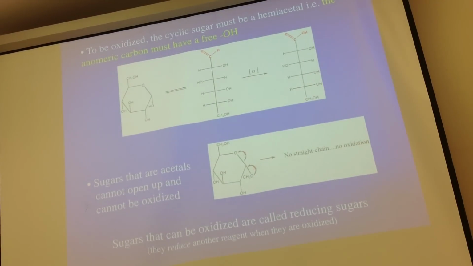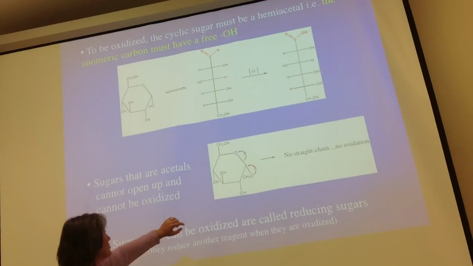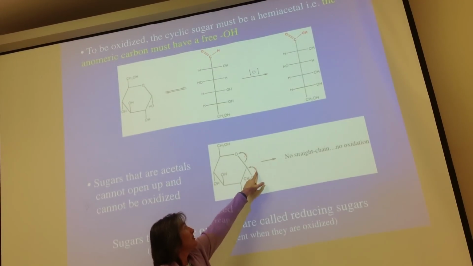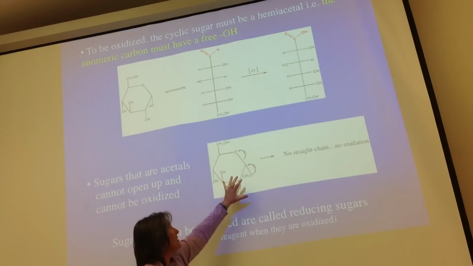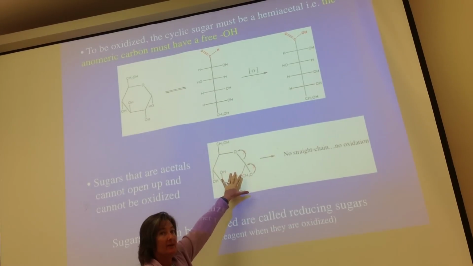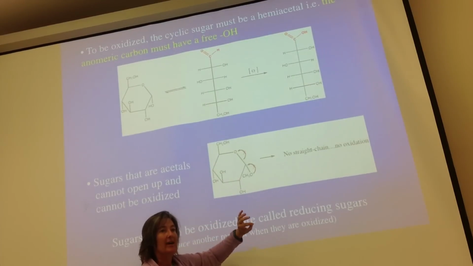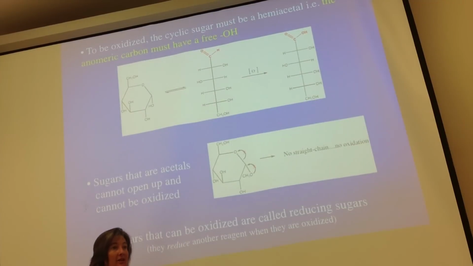It went from a hemiacetal, which is the top one, to a full acetal. So this is no longer an OH. It cannot open up. That's a red X right there. If it can't open up, it's stuck like this. If it's stuck like this, there is no aldehyde. If there's no aldehyde, it can't be oxidized. So it would give a negative test.